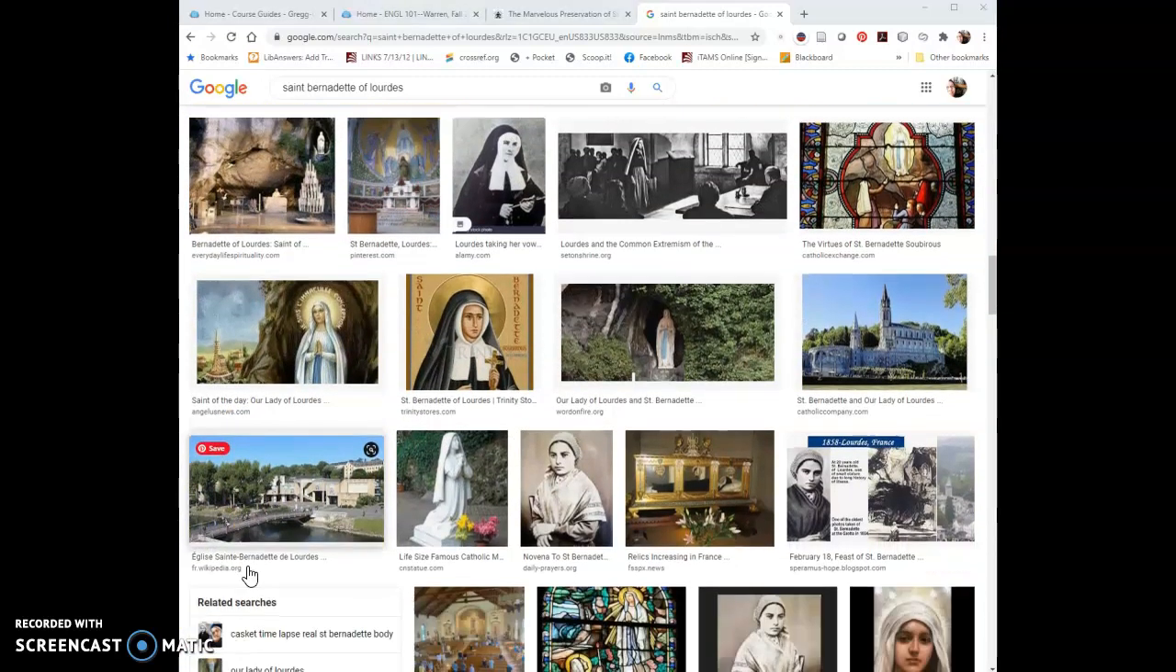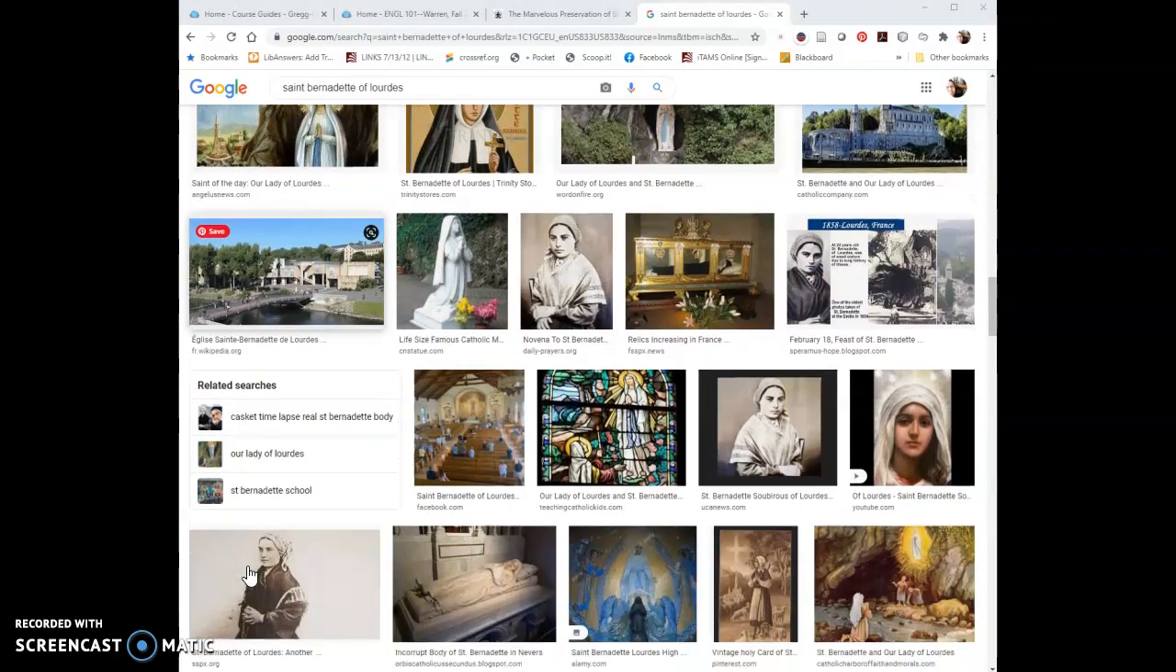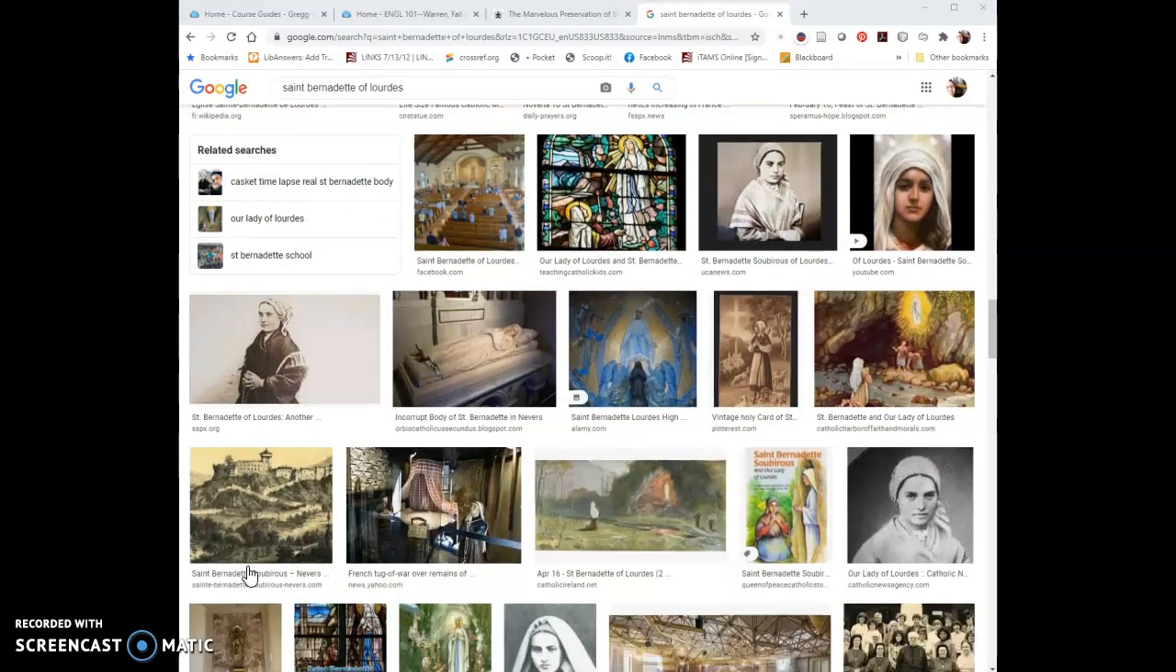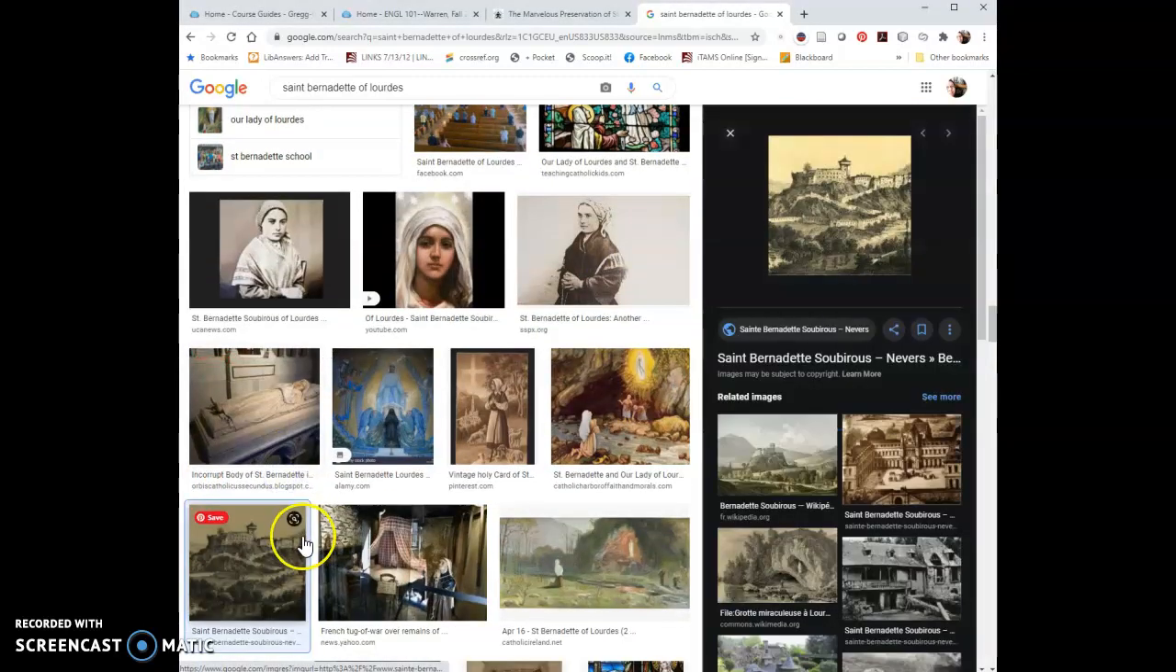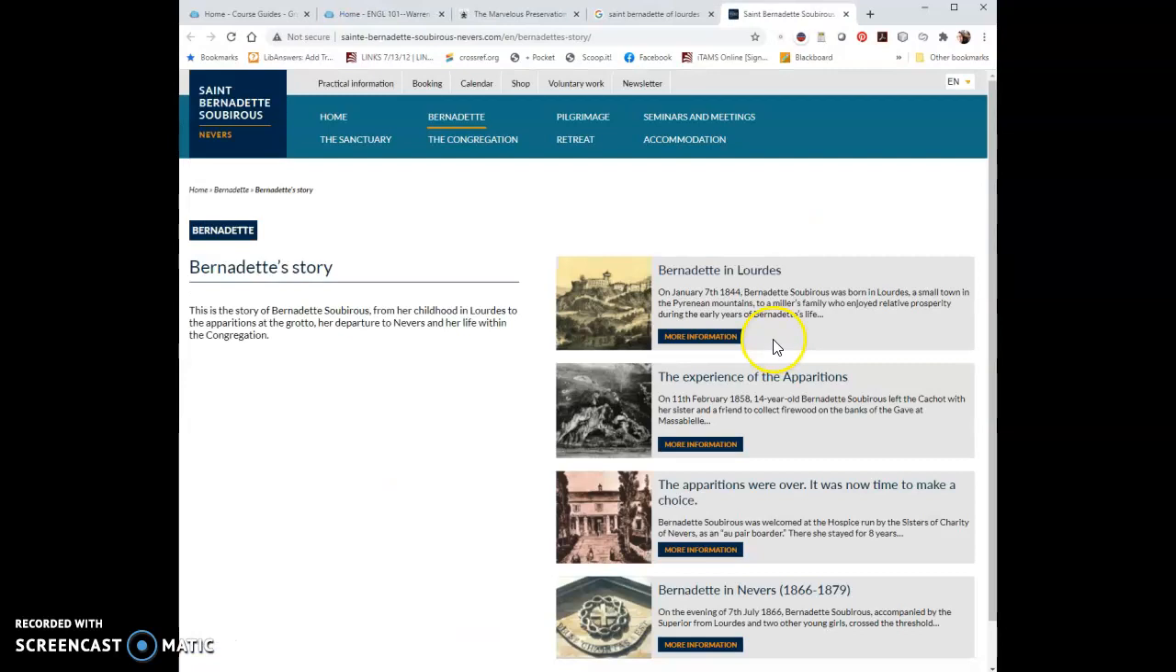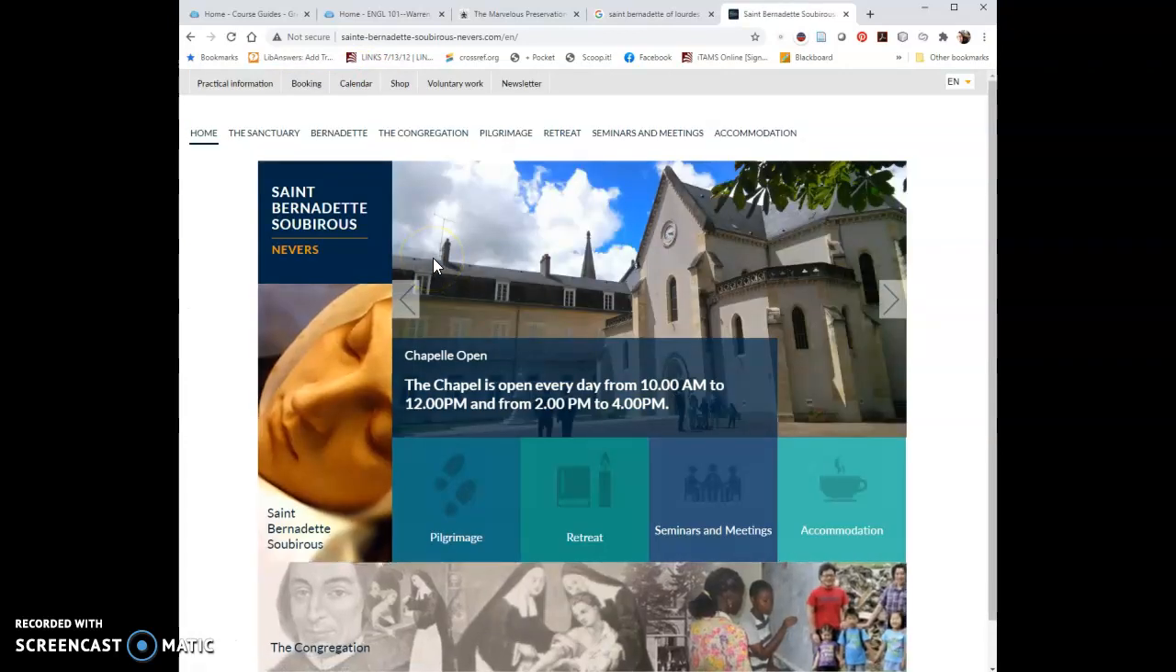Something that I've seen mentioned is Nevers. I think that was the city in which she lived or resided. And so here we see St. Bernadette Subirous Nevers. I'm going to click on that image. Okay, and this takes me to a church in this town that is named after her.